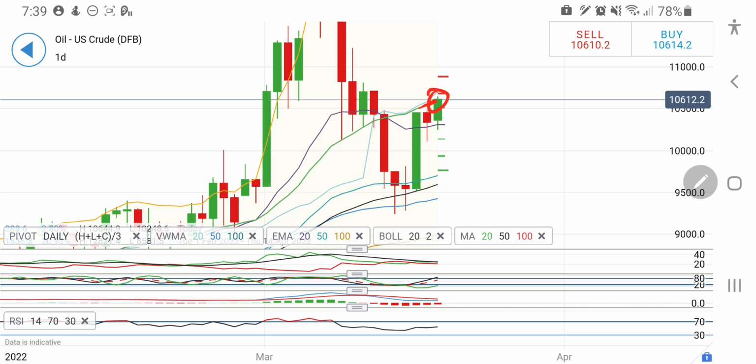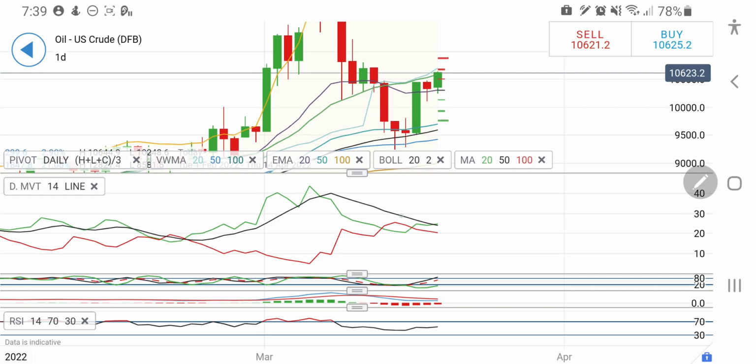This is the 20 period simple and exponential moving average. If it breaks this zone, definitely it is going to hit the 110, 111 zone, and beyond that also it can continue to fly. So with the support at 102, you can remain long on oil too. We can expect it to rise today.